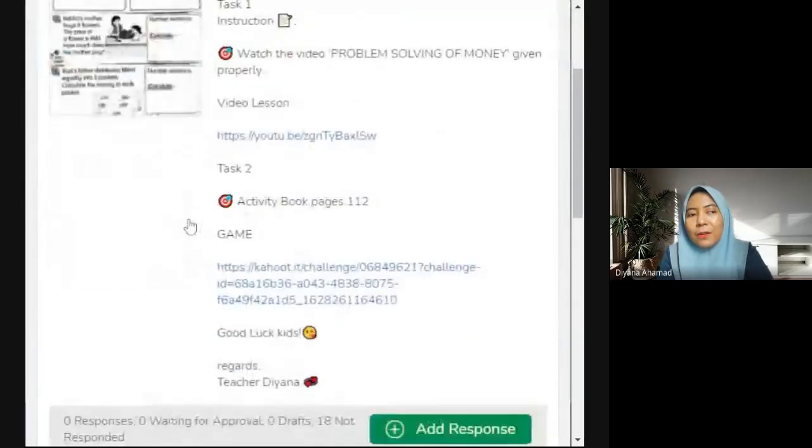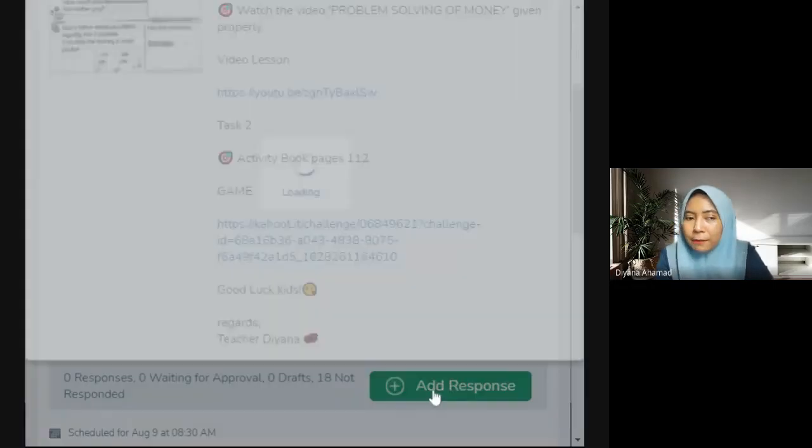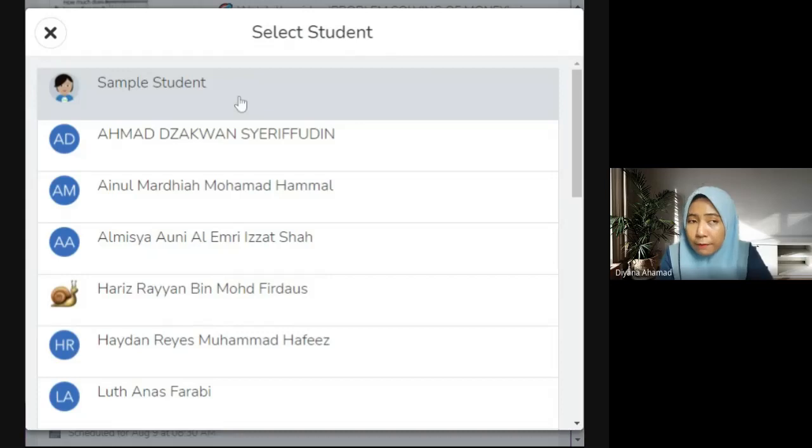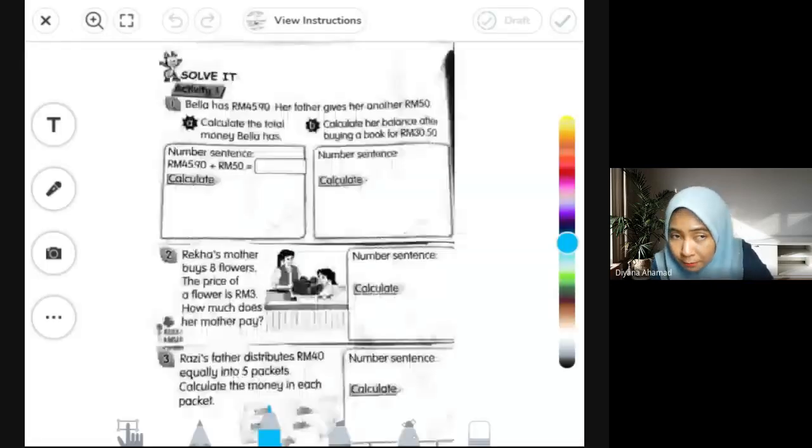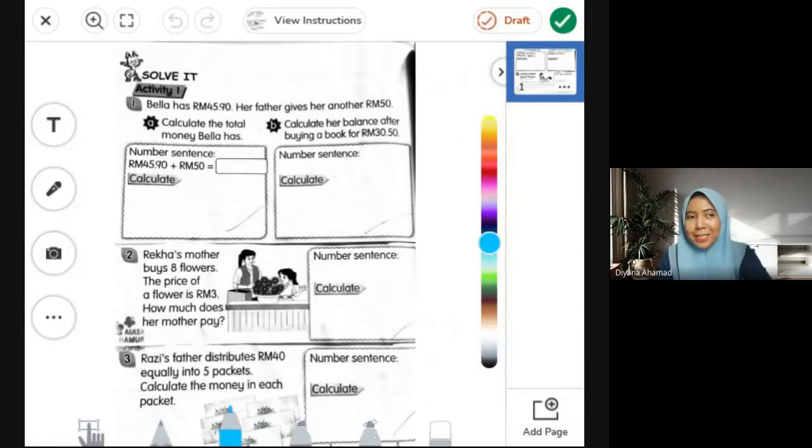So now, you click on respond. For those who have a book, you can do it in the book. This is for the person who doesn't have a book. It's the same as on the screen, the same as in the books, page 112. You can do it by yourself and then submit to the teacher, or you can watch the screen, and the teacher will show you how to find the answer.